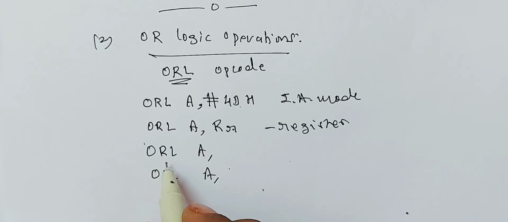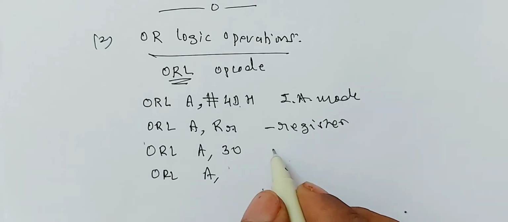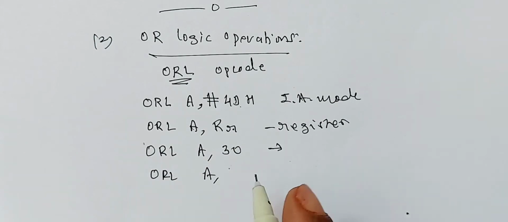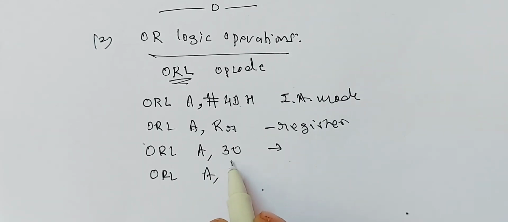ORL is the opcode, A comma 30. This is direct addressing mode. 30 is the address of a RAM location. Whatever value is present in the RAM location given by the address 30, the content present in that RAM location, not 30 directly, is ORed with the content present in A. This is direct addressing mode.